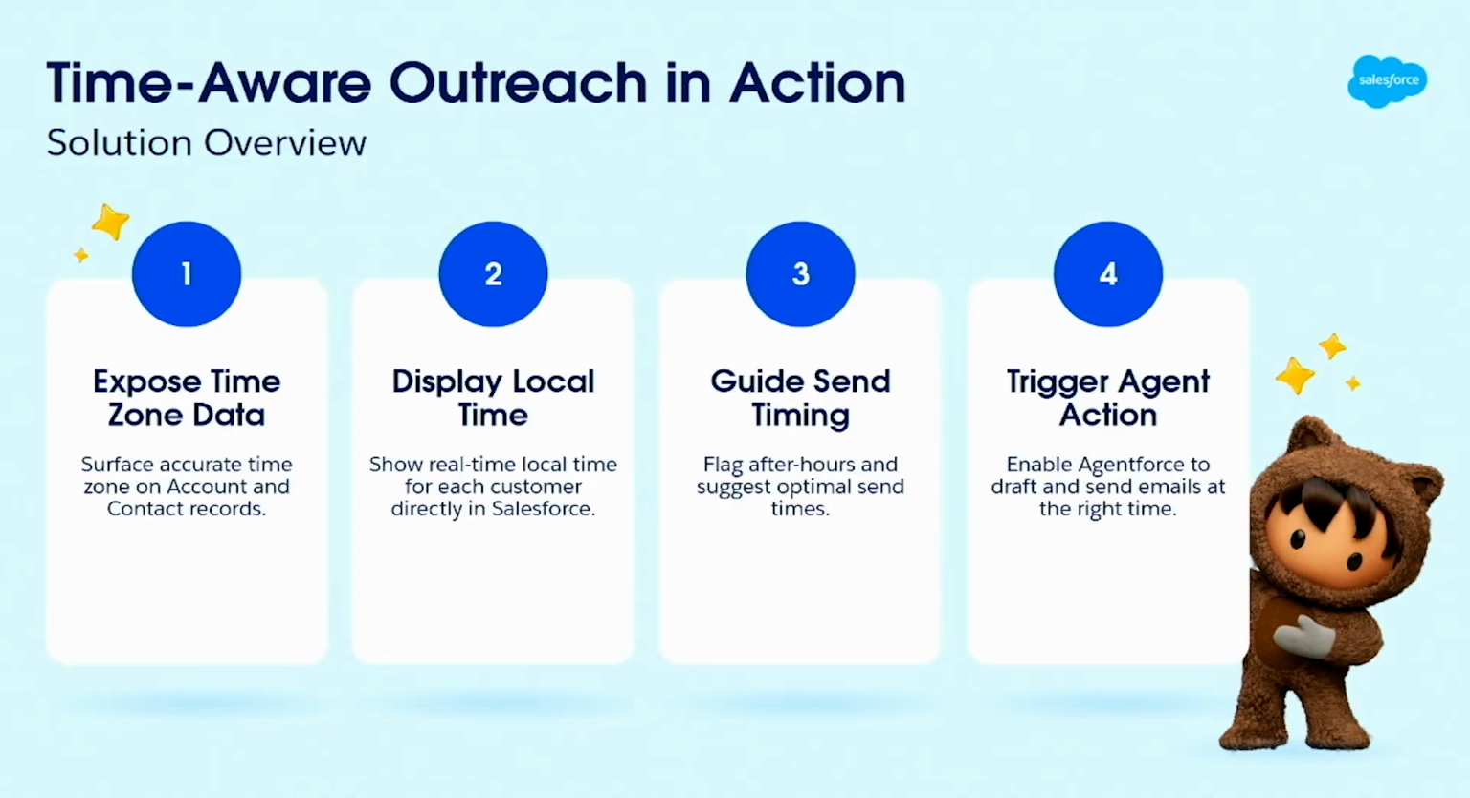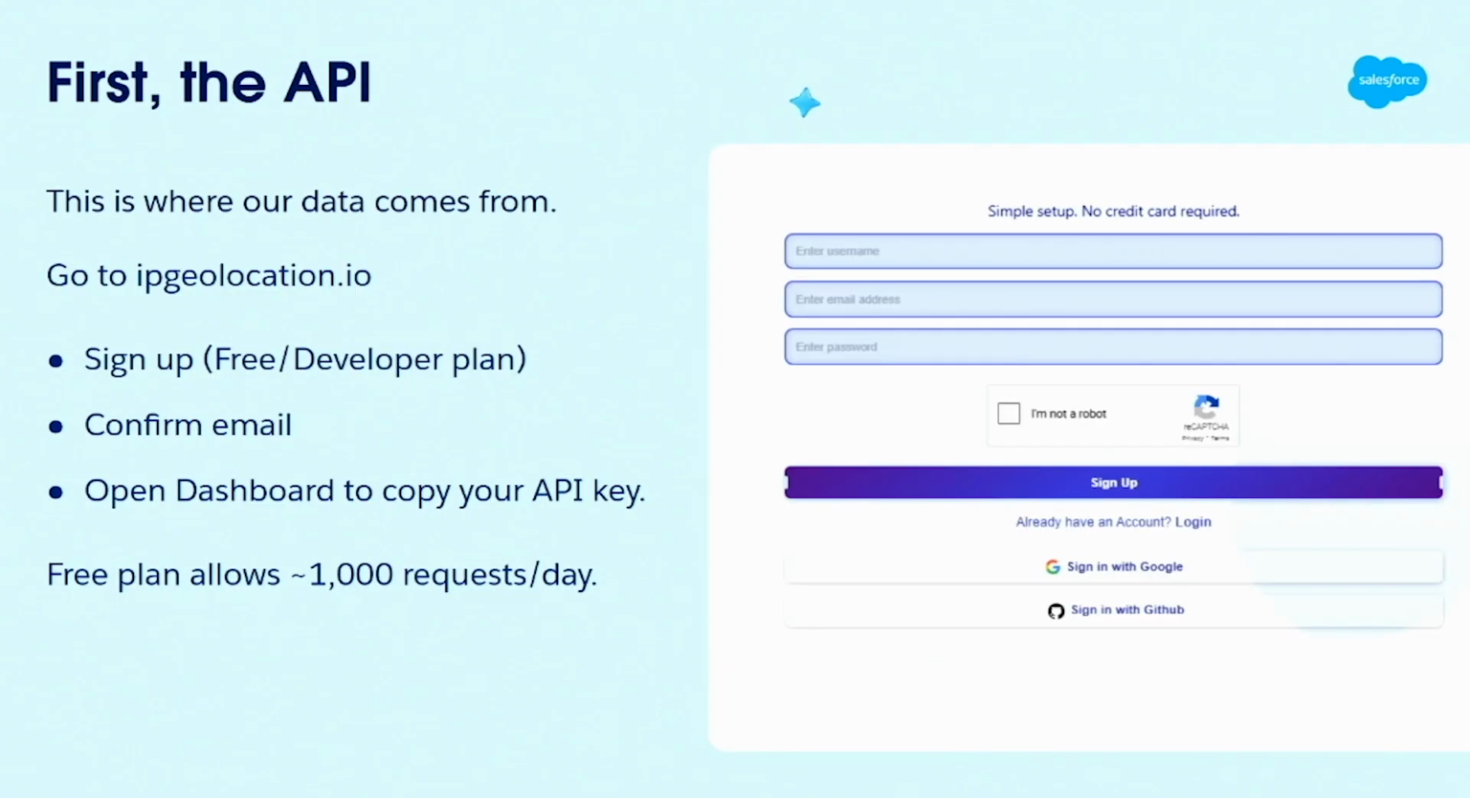So kind of a solution overview here. We're going to be exposing some time zone data. We're going to be using the account to do this. We're going to be able to display local time, showing the local time for these customers. We're going to flag after hours and suggest some optimal send times. And we're going to do all of this using an Agentforce action. So these are the different things that we're going to walk through.